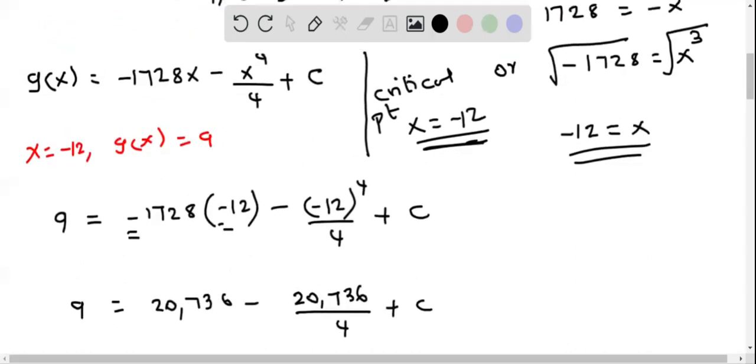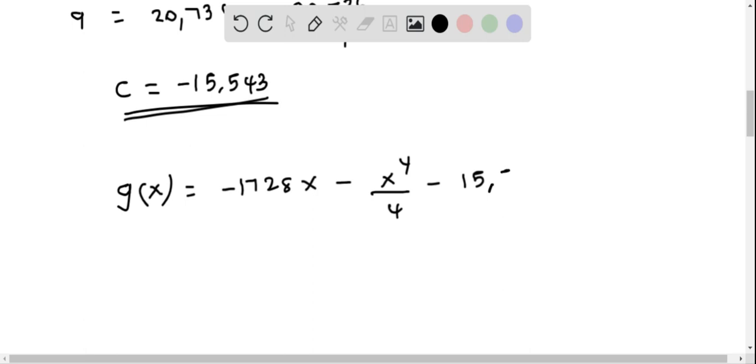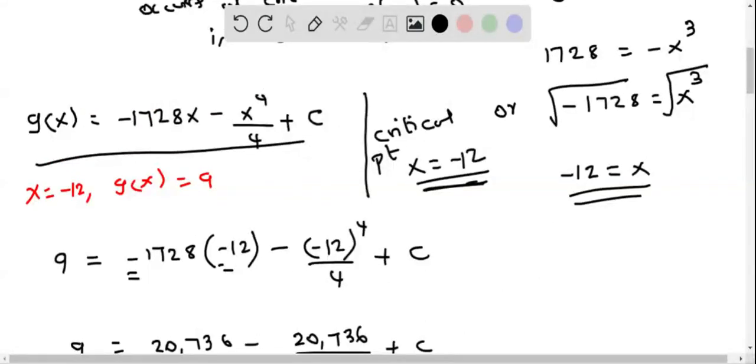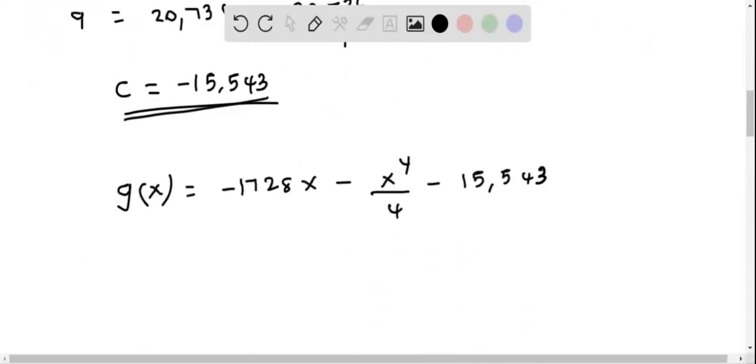Now to determine g of x, we replace the value of c into our g of x. So let me copy g of x. Therefore g of x equals -1728x minus x power 4 over 4 minus 15,543. Let me verify that: -1728x minus x power 4 by 4, and in place of c, I'm replacing -15,543. So this is our g of x function.